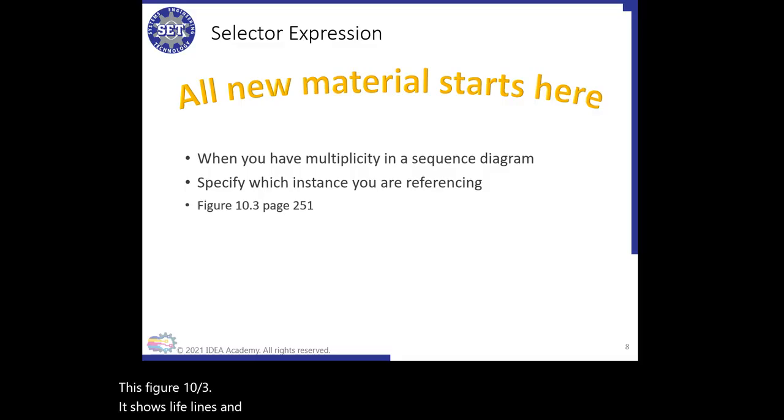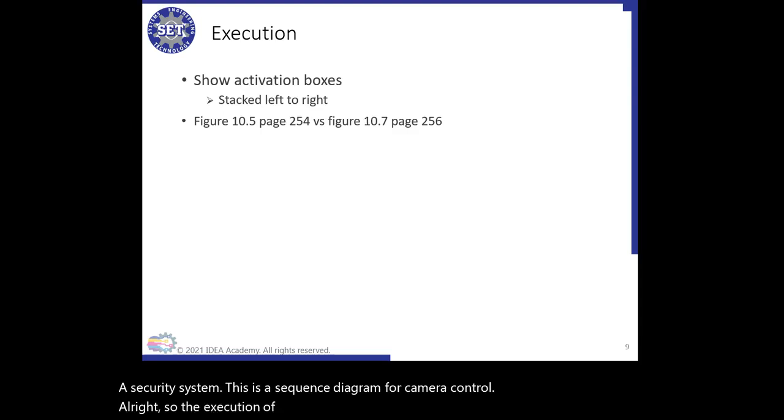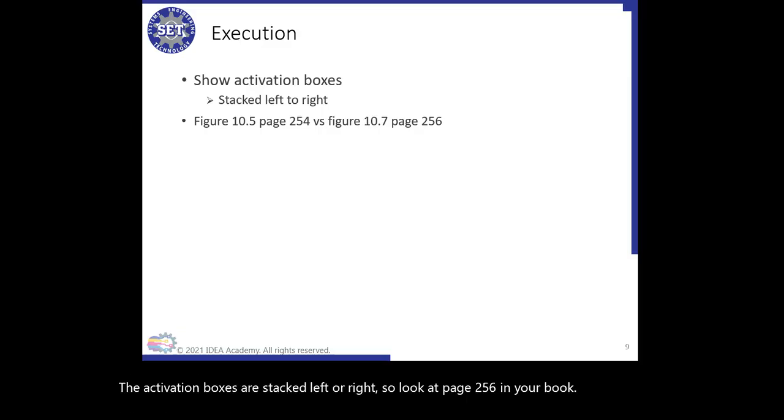You see an operator and a security system. This is a sequence diagram for camera control. The execution of this, the activation boxes, are stacked left to right. Look at page 256 in your book. Pretty good diagram.